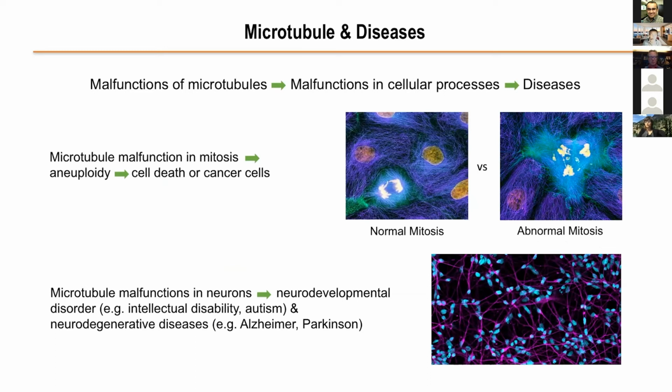For example, if you have microtubule malfunction in mitosis, then you lead to aneuploidy. Basically, the genetic information of the new cells are all messed up, which either leads to cell death or cancer cells. And also malfunction of microtubules in neurons will lead to neurodevelopmental disorder or neurodegenerative diseases. So it's very important to understand how microtubules function.